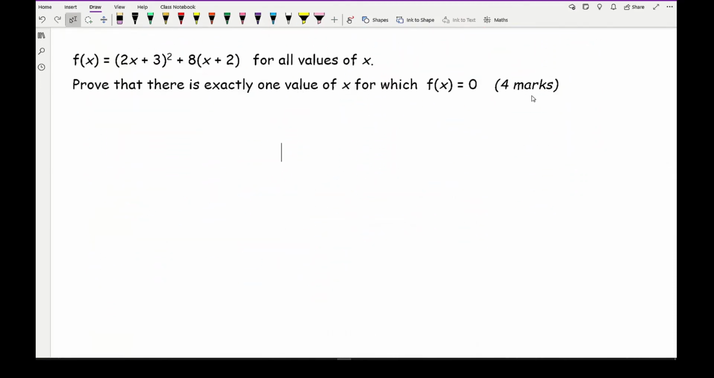Now, moving on to this next example, we need some prior knowledge of working with functions. So let me just write down that this question involves functions. And again, if you're not too sure or haven't covered functions, then this question won't make much sense. So in this particular question, we've got a function, which is this here. And it says prove that there is exactly one value of x for when f of x, when this function, equals 0. So first things first, let's make the function equal to 0.